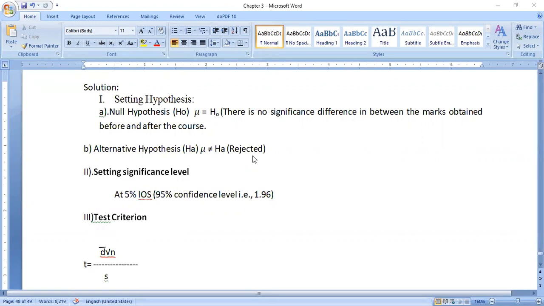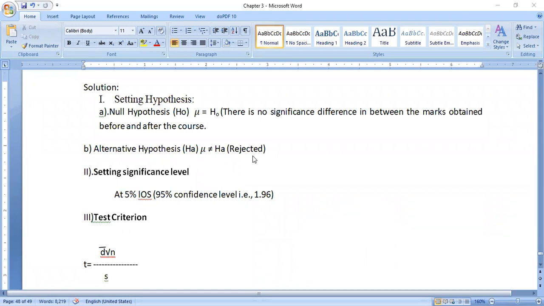Here in the given question 5%, 1% is not mentioned, so we have to write only 5%. At 5% LOS, 95% is the confidence level, that is 1.96, the table value. But we are doing the t-test, so we have to look for a table value. Why? To know the table value here, n minus 1. How many participants are there here? 12 participants are there. 12 minus 1 is 11.